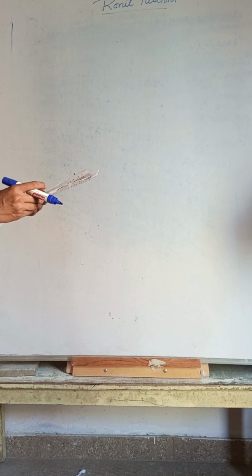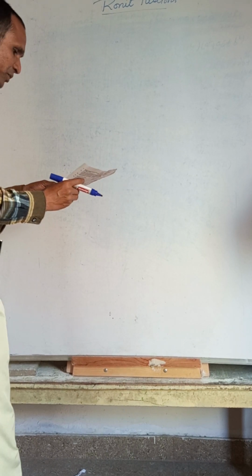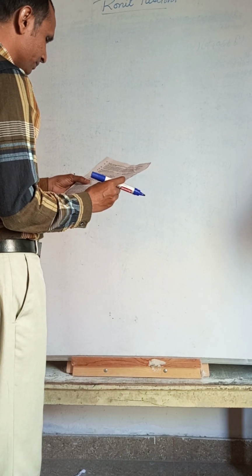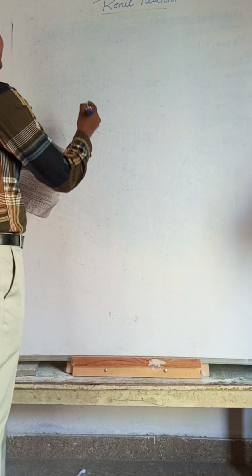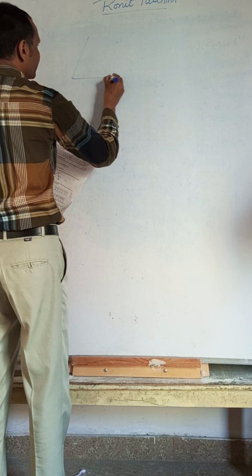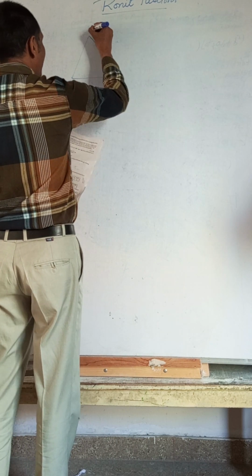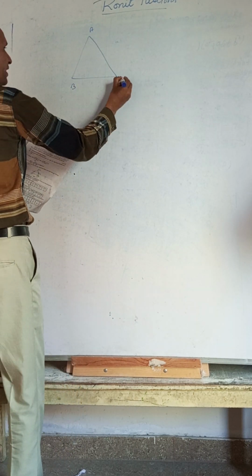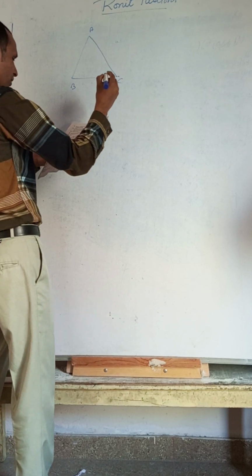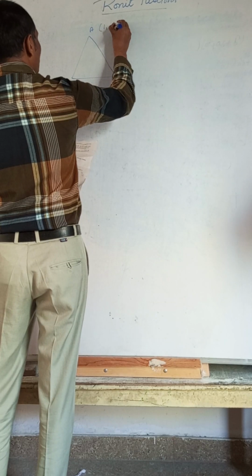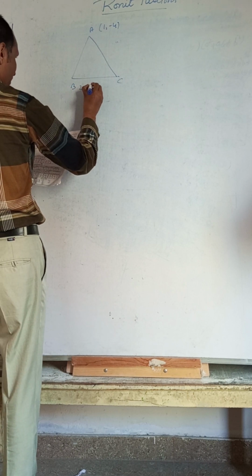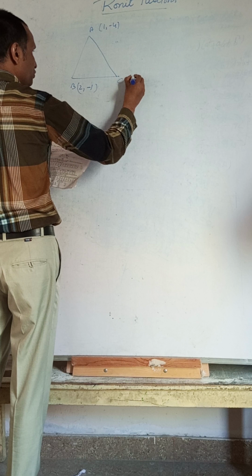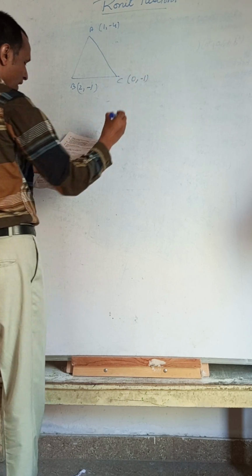The question: find the area of a triangle whose vertices A are given, and the midpoints of sides AB and BC. It is one triangle, with A, B, and C written here. A is given as (1, -4), B as (2, -1), and C as (0, -1).